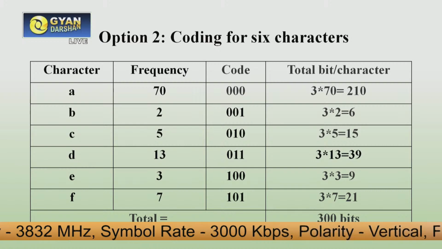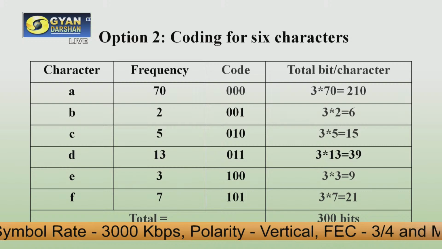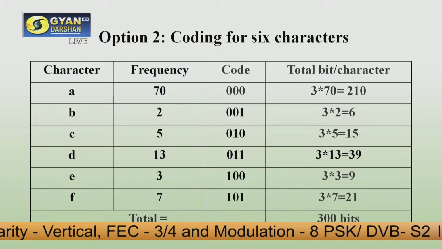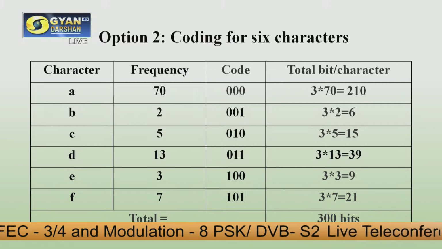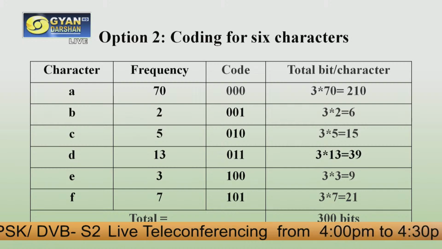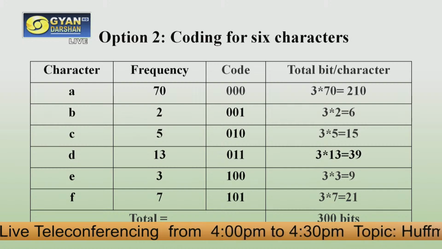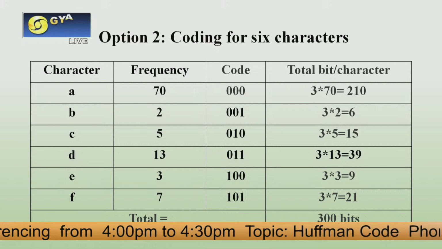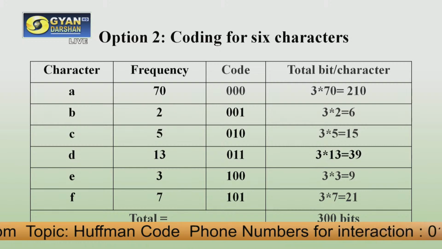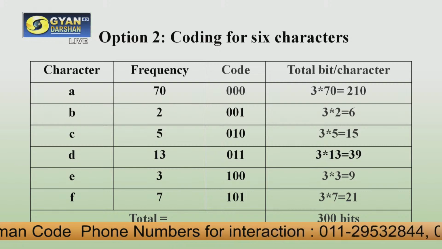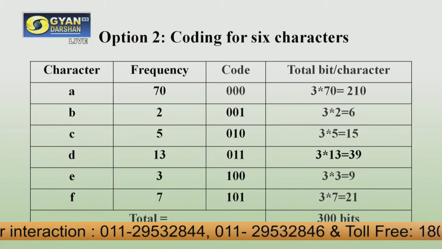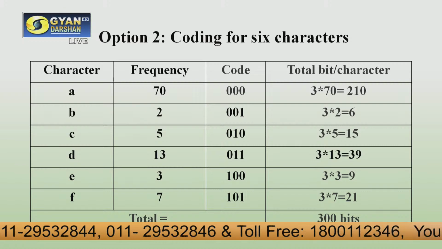And you can see in the slide, A we have coded with the help of 000, B with 001, C with 010, and D, E, F similarly, right? So everything we have coded, and we multiply it with the frequency of each character, and ultimately it turns out that we require 300 bits. So from 700 bits, we have brought down the number of bits required to transmit this particular message, which consists of 100 characters.